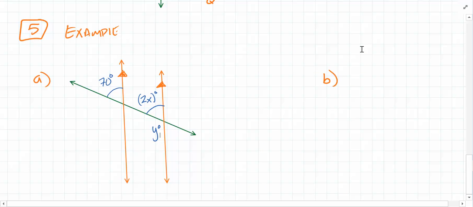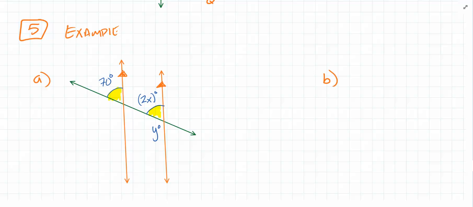You know that the two orange lines are parallel. How do you know that? Because the two arrows indicate that they are. Good. What I want us to be able to do is solve for x and solve for y. First thing, what type of angles are these, this one and this one? Are they alternate interior, corresponding, or same side interior? They're corresponding. They are both top left.